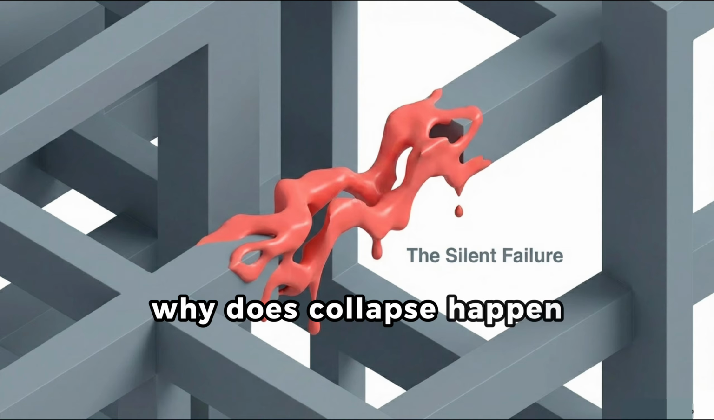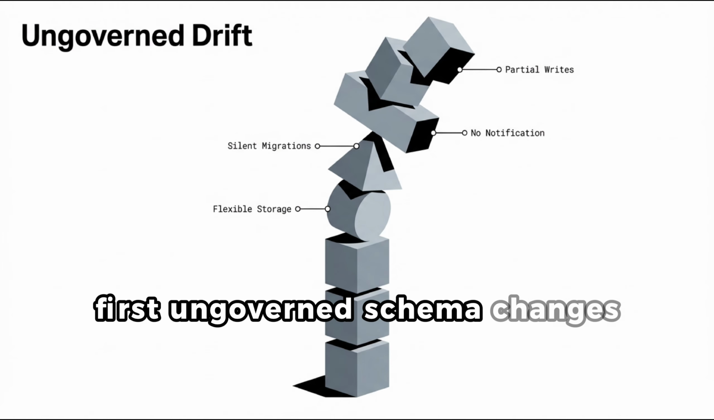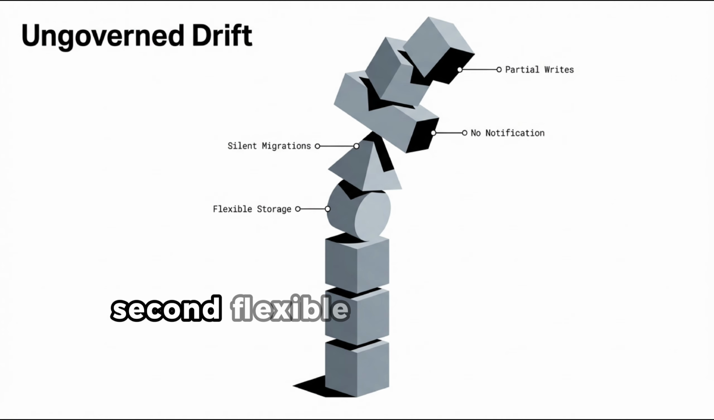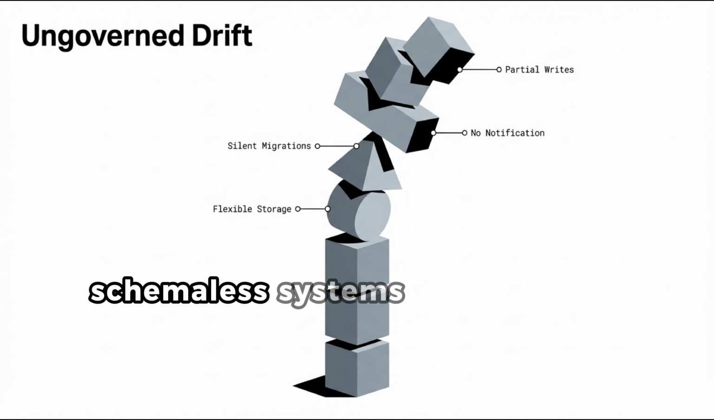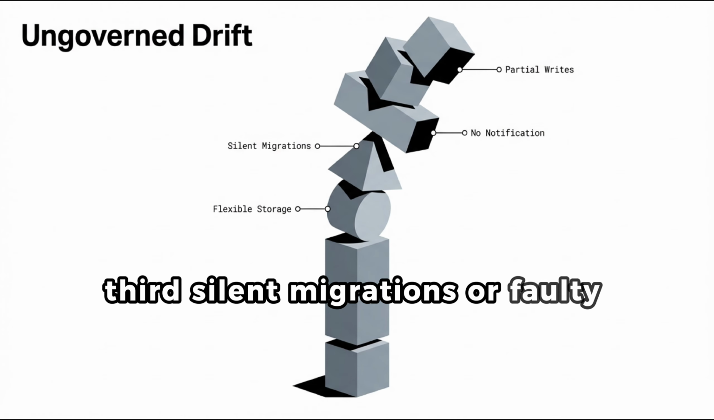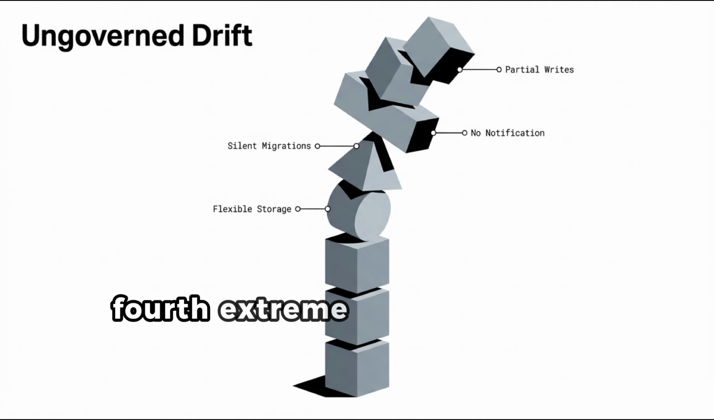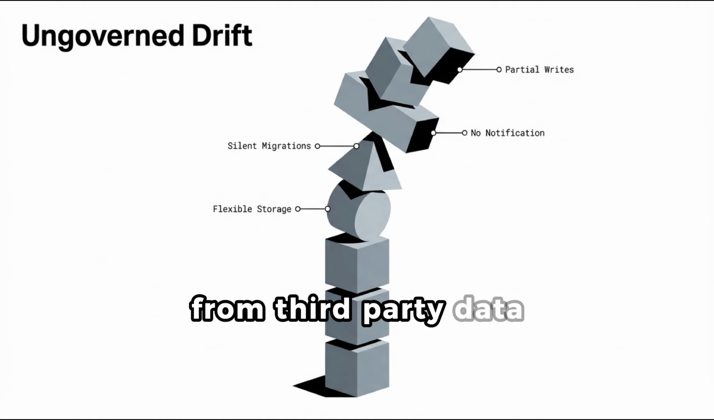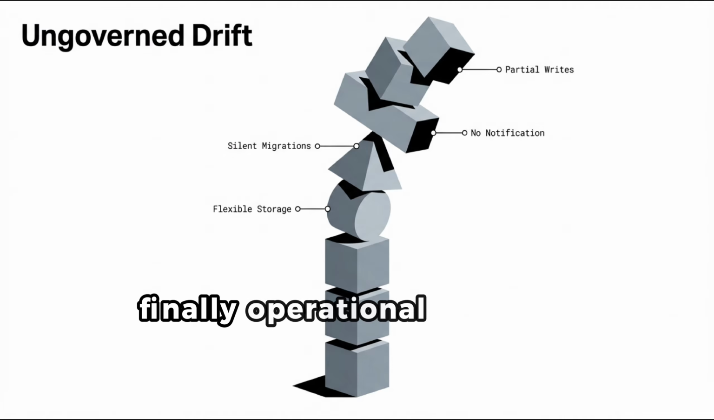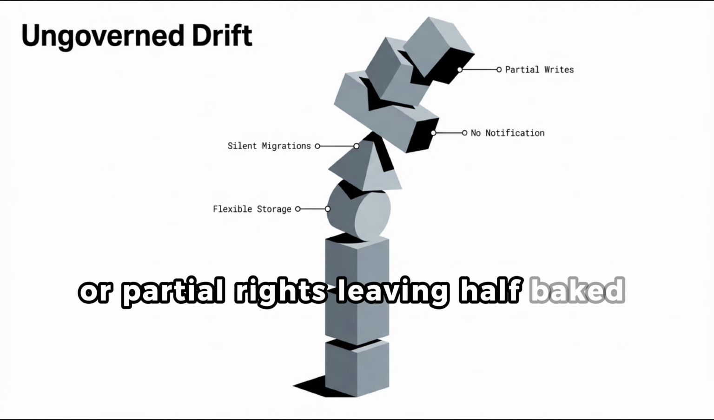Why does collapse happen? A few patterns appear again and again. First, ungoverned schema changes. Someone changes a source without notifying consumers. Second, flexible storage choices. Schemaless systems let data drift without constraints. Third, silent migrations or faulty backfills that overwrite keys or remove constraints. Fourth, extreme heterogeneity from third-party data or scraping where validation was never enforced. Finally, operational mistakes: jobs crashing mid-migration or partial writes leaving half-baked records.